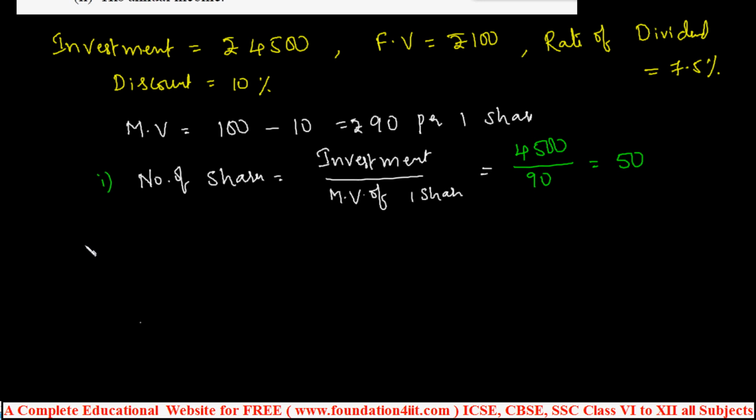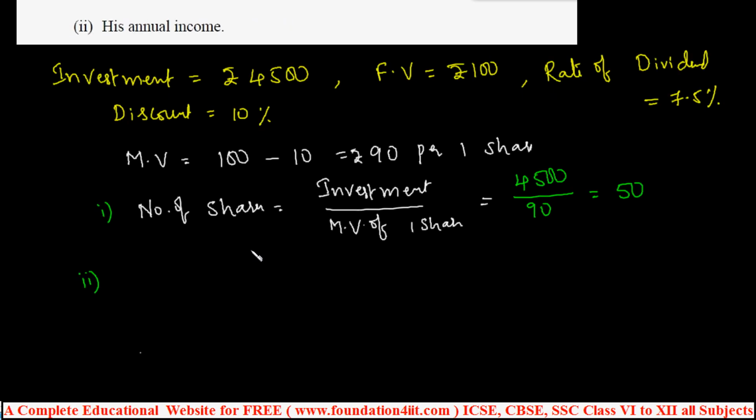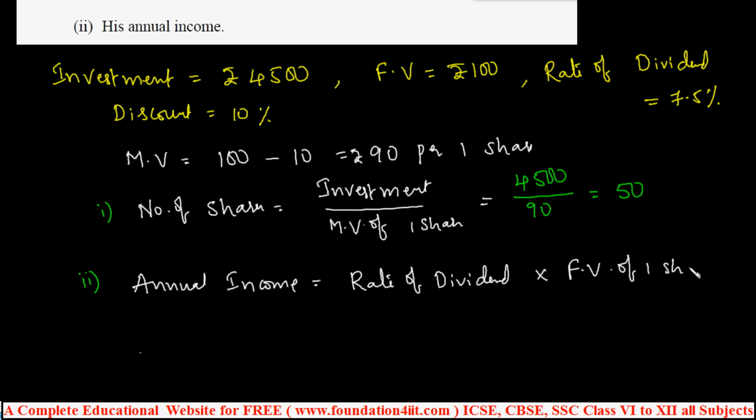Okay, simple. In the second part, we need to find the annual income. The number of shares purchased is 50. Remember, annual income is always based on the face value. That means annual income is the rate of dividend into the face value of one share, into the number of shares.